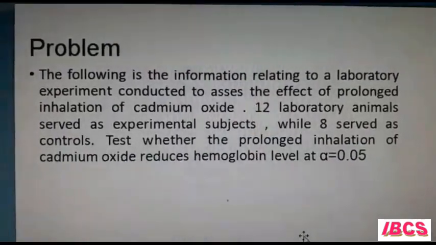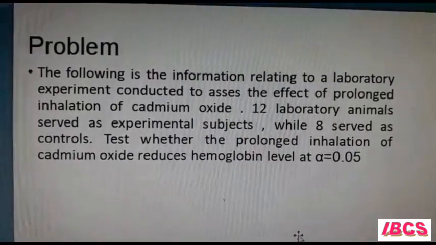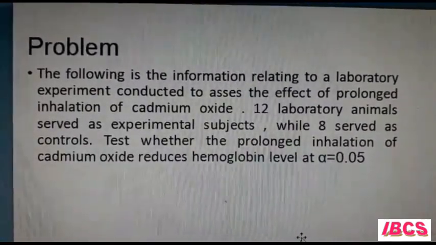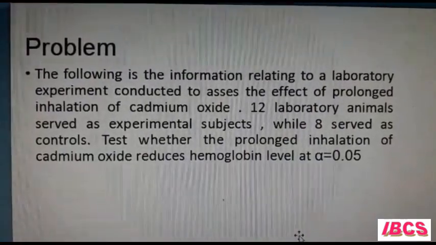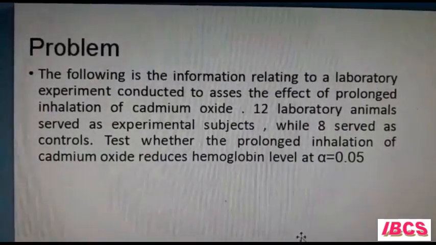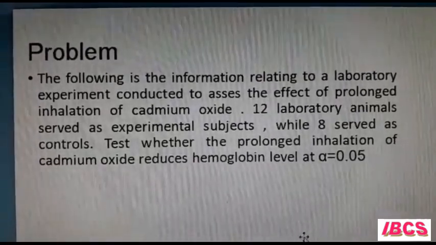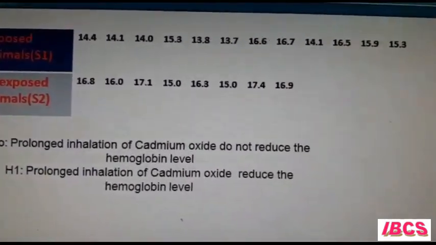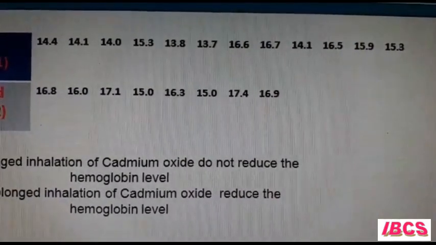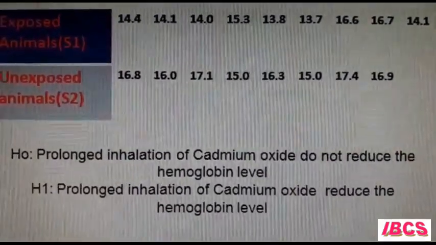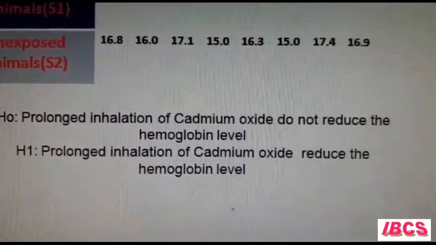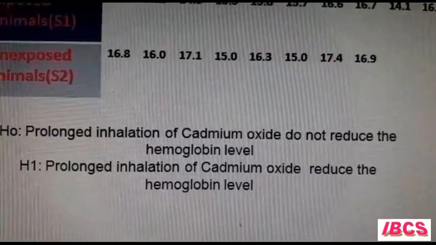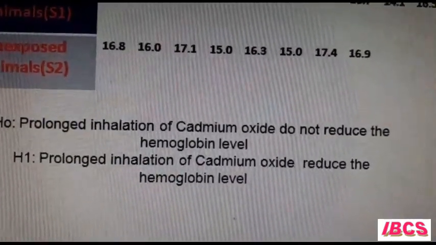This is a problem which can be worked out using the Mann-Whitney U-test, where we have an experimental group of 12 laboratory animals and 8 animals serving as the control group. And these are the data: for the exposed animals we have this data, and for the unexposed animals we have this data. So you can formulate a null hypothesis that prolonged inhalation of cadmium oxide does not reduce the hemoglobin level, and the alternative hypothesis that it reduces the hemoglobin level.